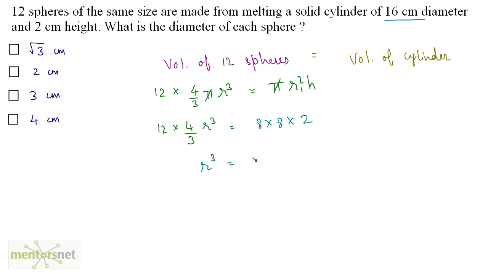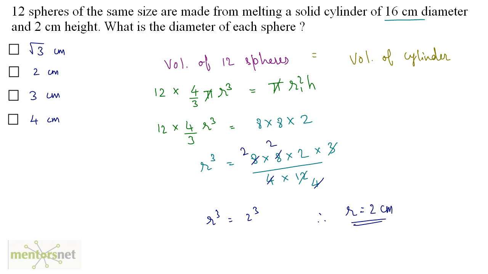So I can write r cube is equal to 8 times 2 divided by 4 times 12, and this 3. Okay, 3 times 4 is 12, and I have 4 times 2 as 8, and again 4 times 2 as 8. So I have r cube is equal to 2 times 2 times 2, that's 2 cube. So therefore r is equal to 2 centimeter. Now the radius is 2 centimeter. We have been asked what is the diameter. Well, the diameter is twice the radius, so diameter is equal to 2 times 2, that's 4 centimeter. So option D is the correct answer.